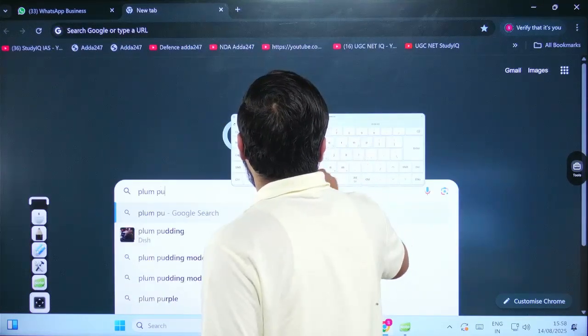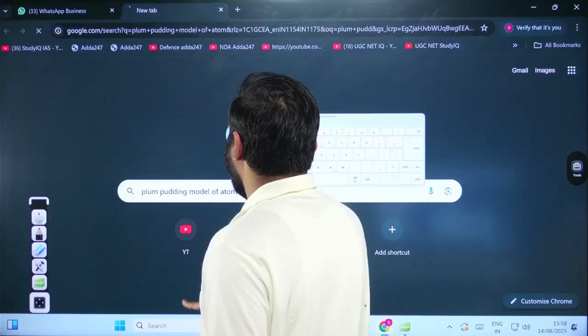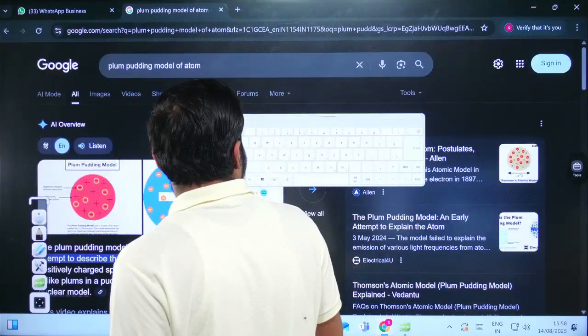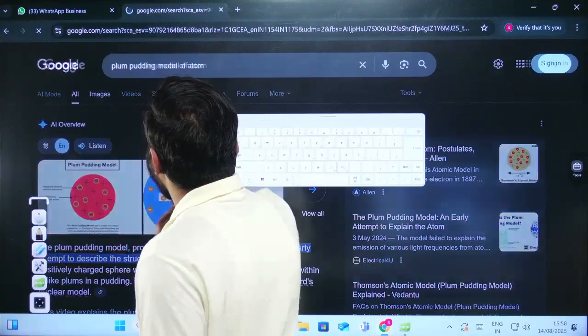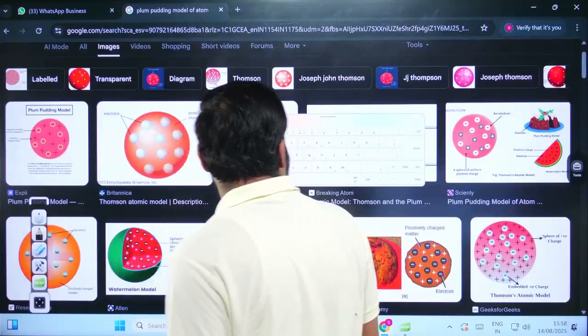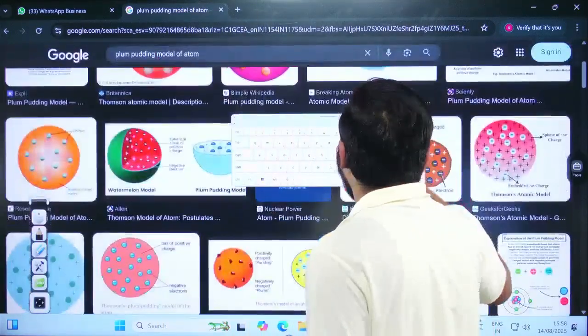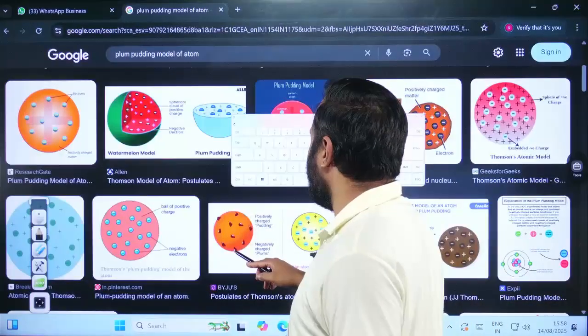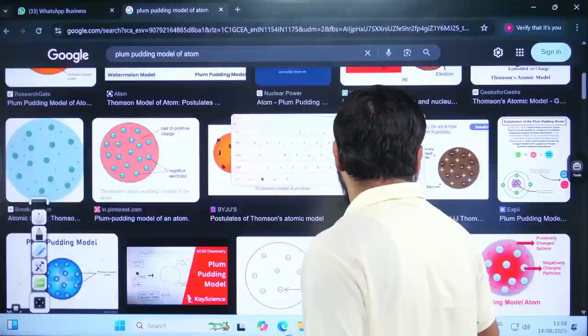Plum pudding model of an atom. Okay. Guys, this is the plum pudding model. Okay, this is the plum pudding model, and you can actually check this plum pudding model like this.